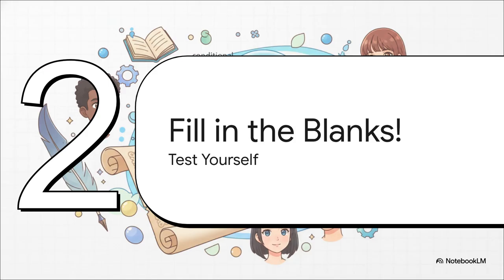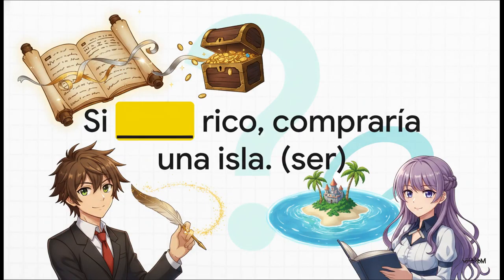Section 4. Fill in the blanks. Let's test yourself. All right, Leo and Maya are testing each other, and now it is your turn. Here is the very first challenge. Si blank rico, compraría una isla. The verb you need to use is ser, to be. Think back to the magic formula we literally just talked about. You have si starting the phrase and compraría, the conditional, acting as the result. What form of ser goes into that blank to express that unlikely condition? Take a quick second to think about it.